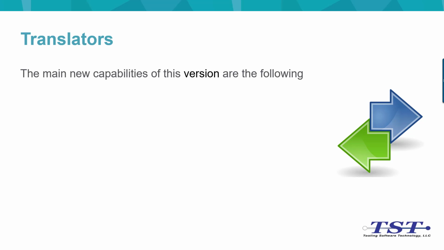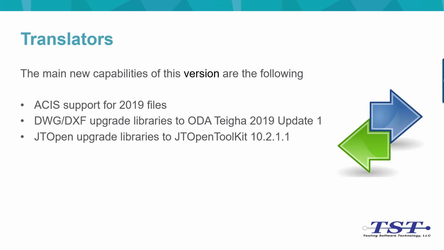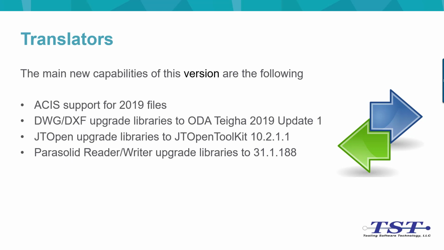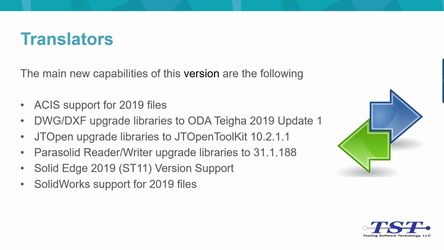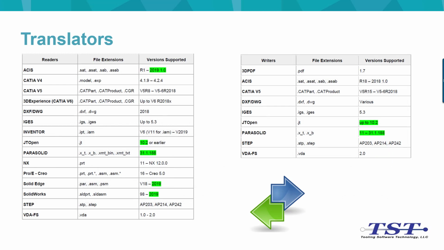So we're going to go over some of the new translators in this version as well. Some of the new translators include supported versions for 2019 files, DWG DXF 2019 support, JT Open has been upgraded to version 10.2.1. Parasolid versions are now up to version 31. Solid Edge and SolidWorks are now supported for 2019 files. So here's a list of the newest translators. The ones highlighted in green are included in 2019 R1 and 2020 releases.